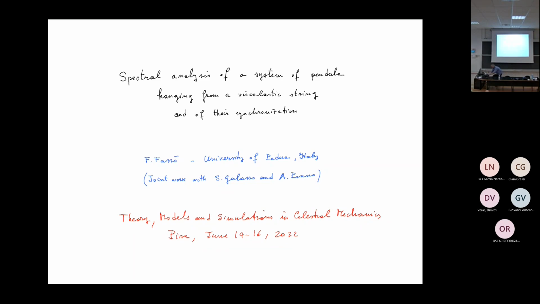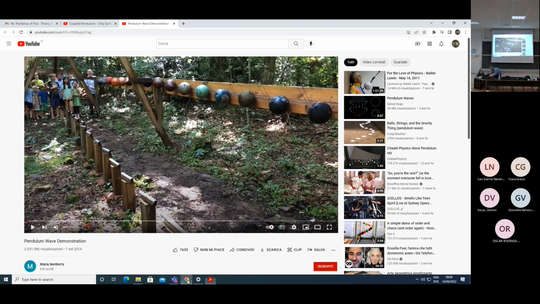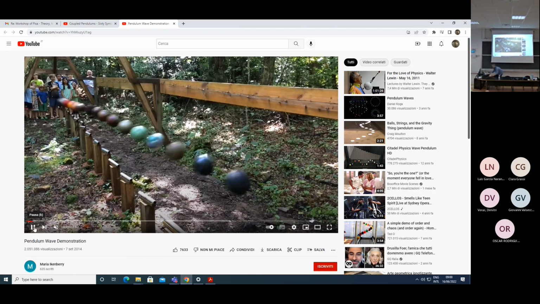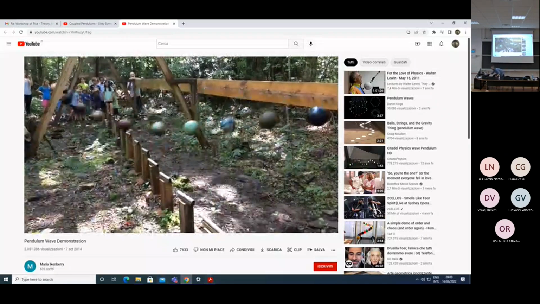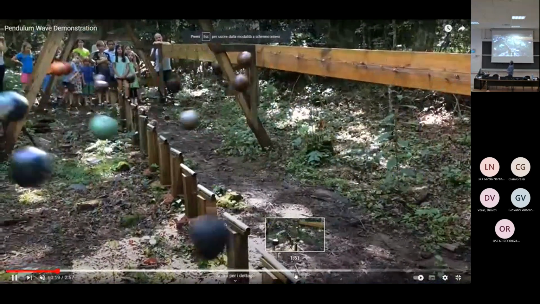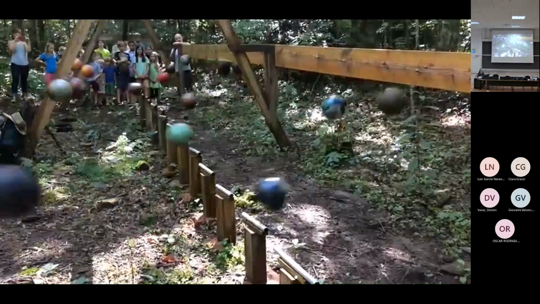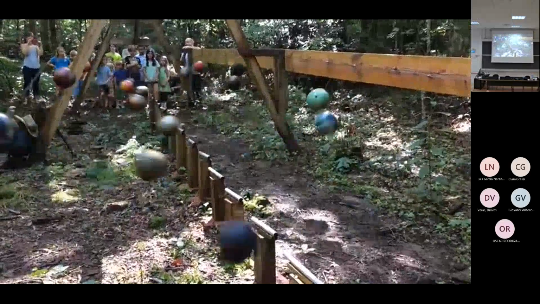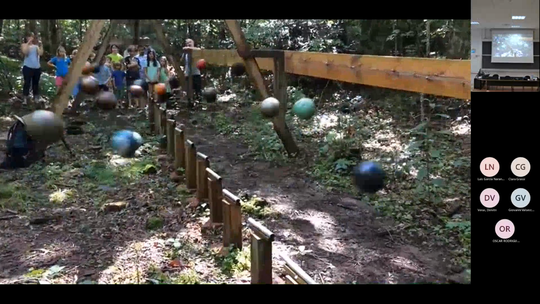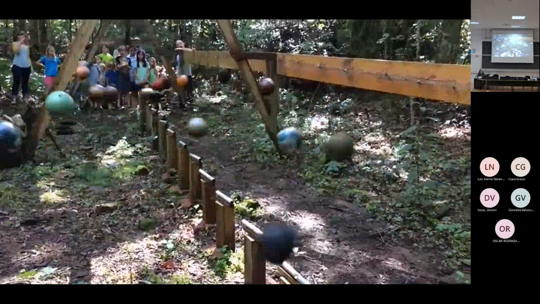So, perhaps the best way to start is to show a couple of videos pretty quickly. This is just a YouTube video playing this simulation. This is a number of pendula which hang from a metallic cable, and they have interesting, nice dynamics with, of course, patterns which tend to repeat.